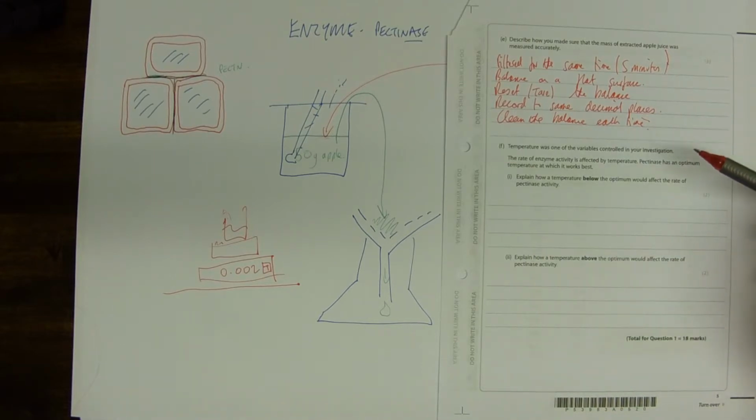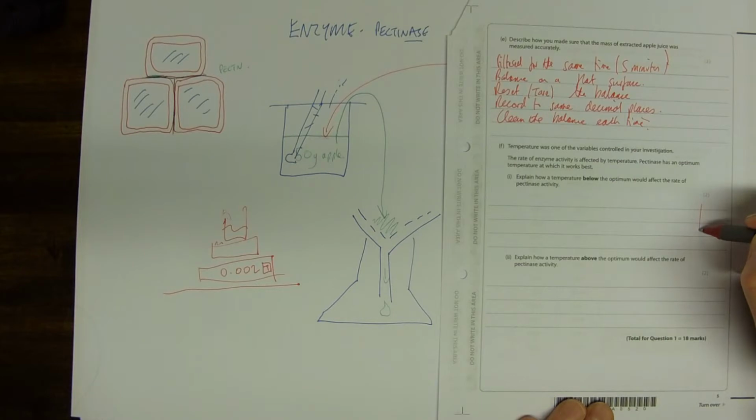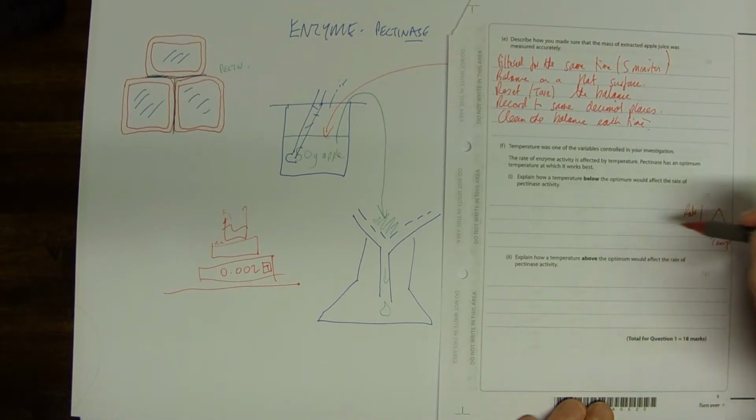And then part F is really thinking about other things that affect enzymes. So one of your controlled variables was temperature. So do you know a bit of enzyme theory about temperature? So pectinase has an optimum temperature, then we've got the classic, below the optimum and above the optimum. If we were drawing a graph of temperature and the rate of enzyme activity, it'd be our classic kind of graph. So this question is talking about this bit there, and this question down here is talking about that part of the graph.